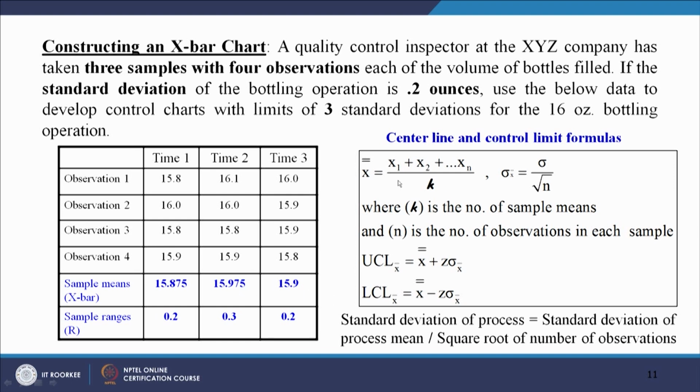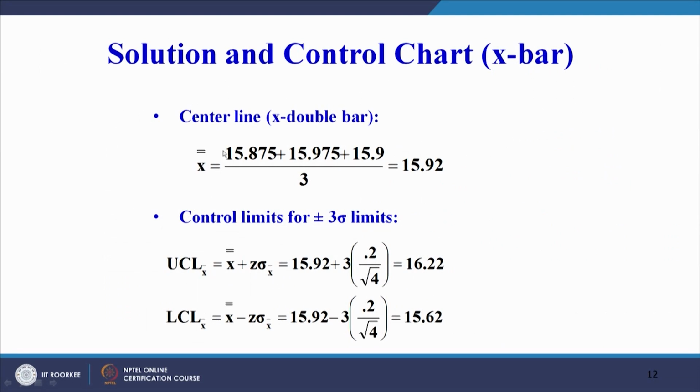So this means 3 samples means divided by 3. So this is a center line. So I think it is clear. Let us see how the center line is. 3 values, 15.875, 15.975 plus 15.9. These are 3 sample means for 3 samples divided by 3. So this is a center line, and control limits can be calculated.